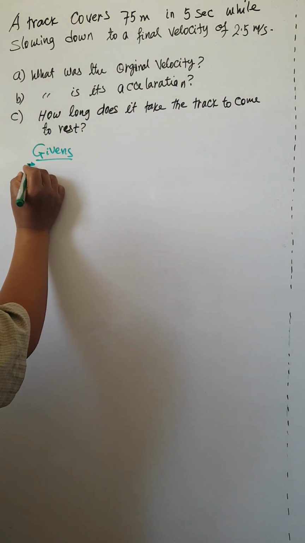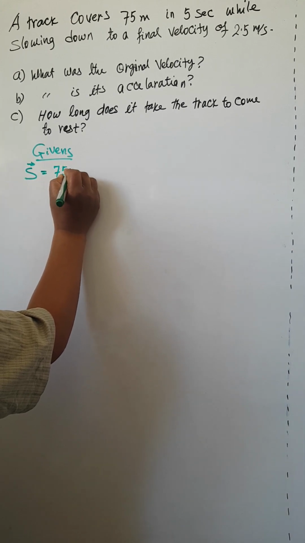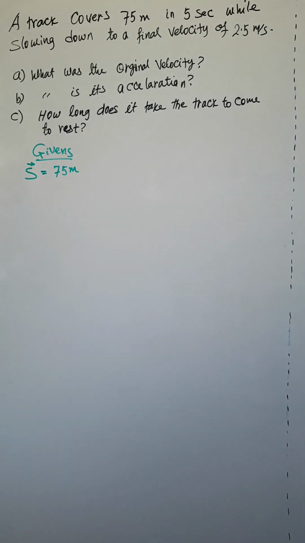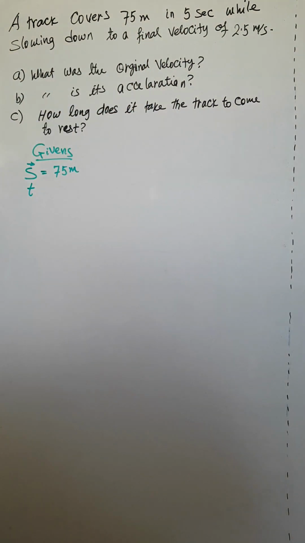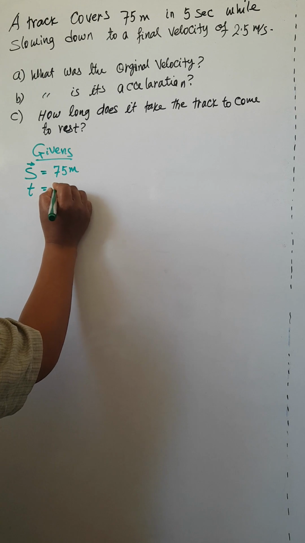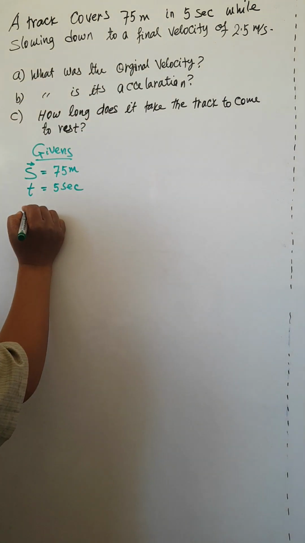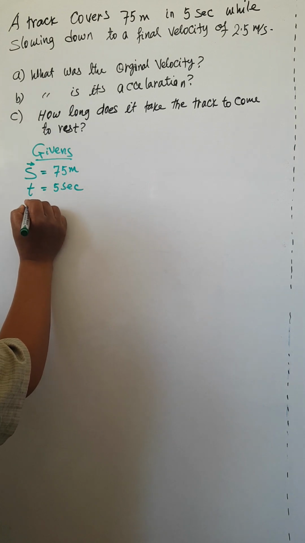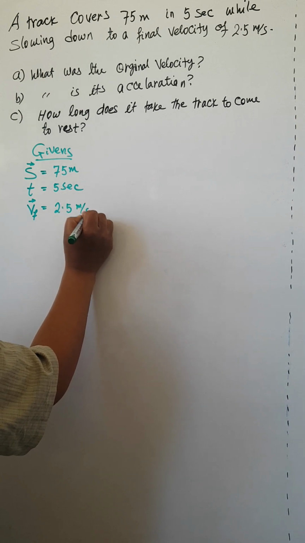The displacement is equal to 75 meters, or the distance is equal to 75 meters. And the time the truck took to cover this distance is 5 seconds. And the truck has been decelerating, slowing down, and the final velocity the truck reached was 2.5 meters per second.